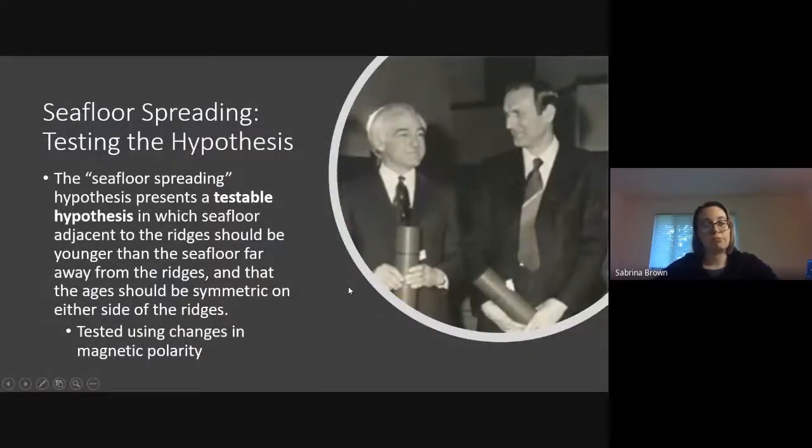Okay, so the cool thing about the seafloor spreading hypothesis is that it is a testable hypothesis where seafloor next to the ridges should be younger than seafloor that's farther away from the ridges. And because this process is actively pushing lithosphere out from the middle of the ridge, they should be symmetric on either side of the ridge. The ages should be symmetric as we move out on either side from the ridge. And so scientists were able to test this using changes in the Earth's magnetic poles.